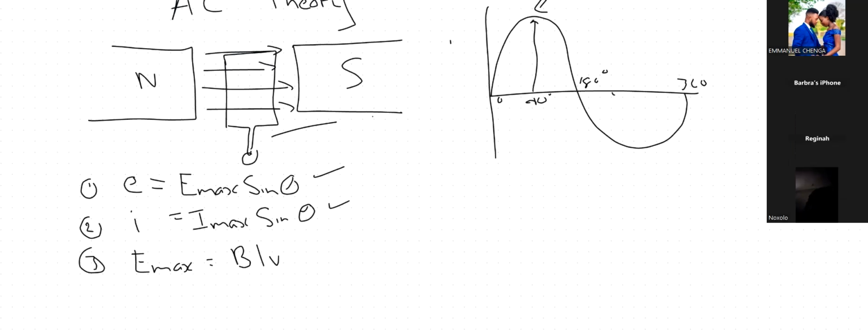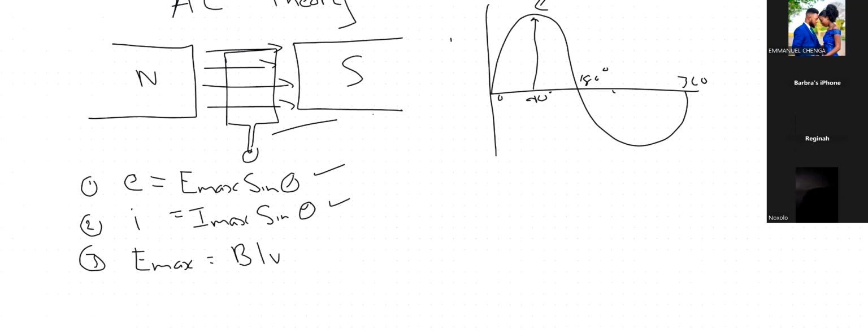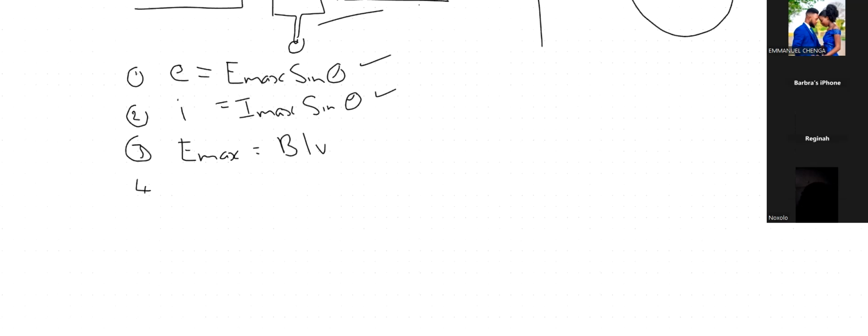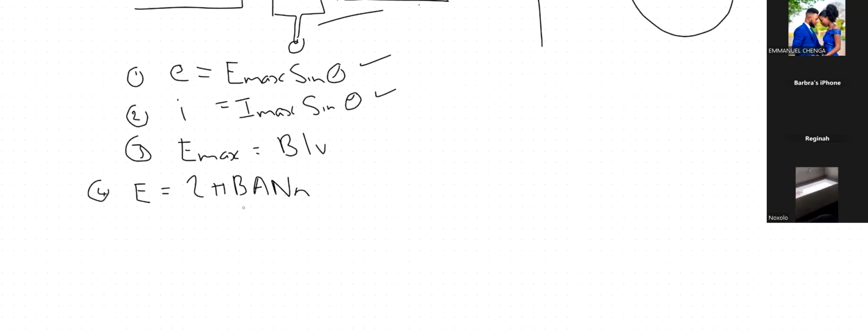Okay, you can also have another formula that you can use to calculate your Emax. Formula number 4 is 2 pi B A N and small letter n. I was supposed to write E equals, which is formula number 4. So to calculate your Emax, you can also use these formulas. Which formula are you supposed to use? You're going to be guided by the given information. To calculate your Emax, it's going to be 2 pi, the density, the area.